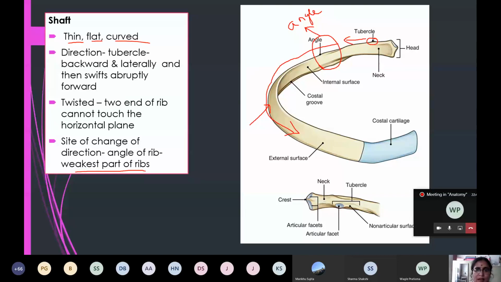Now, my dear student, since there is a twisting of the rib at the angle of the rib, the two ends, this is the vertebral end and this is the sternal end, do not touch the horizontal plane. When you put the rib on a flat surface, can you see that the anterior end touches the surface, but the posterior end is elevated? Are you able to see?